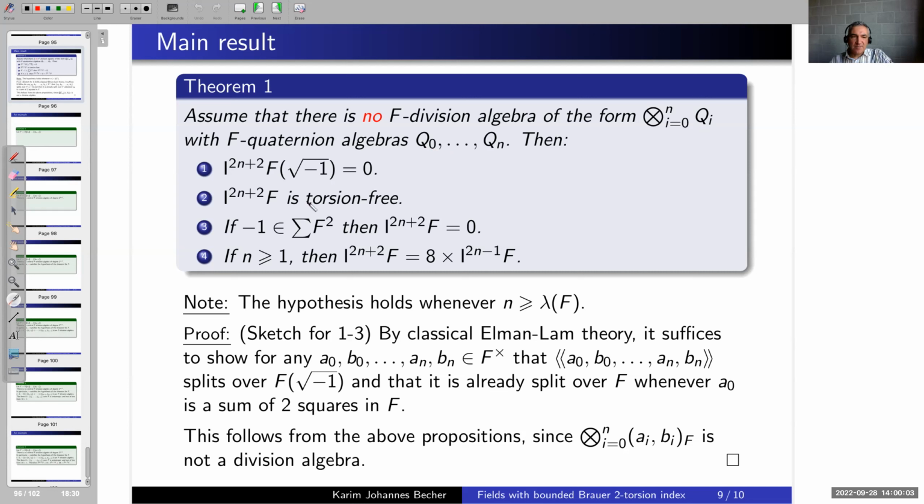And these statements correspond quite exactly to what Elman and Lam did in their second paper on the u-invariant, when they were studying the condition that fields are linked. And basically also this 8 then comes out by different ways in their computations, and is needed in their way of showing that the u-invariant of such a field can only be 1, 2, 4, or 8. So yes.